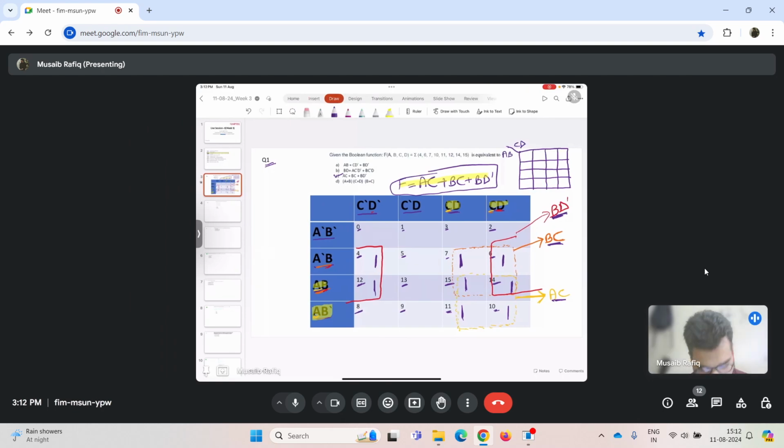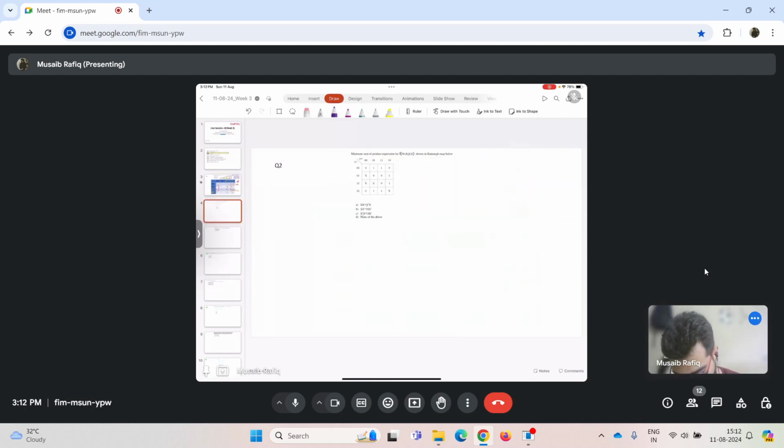So this was your question number 1, which was a 4 variable function, and we needed to minimize it using a 4 cross 4 K-map. Any doubts in this question? I think this was a pretty straightforward question, but if you have any doubts, please let me know. If not, then we can proceed to the next question.